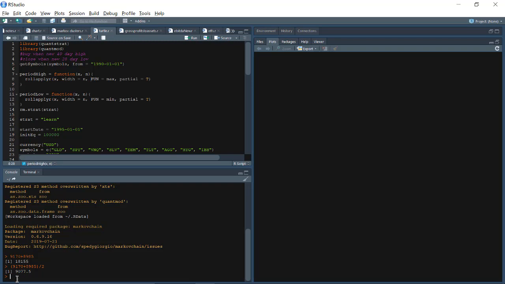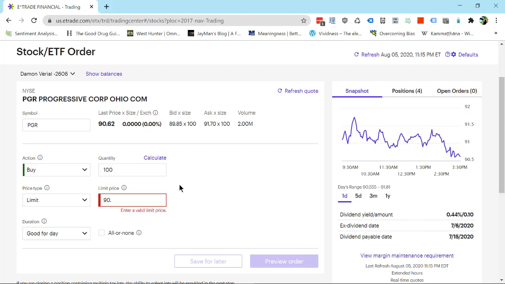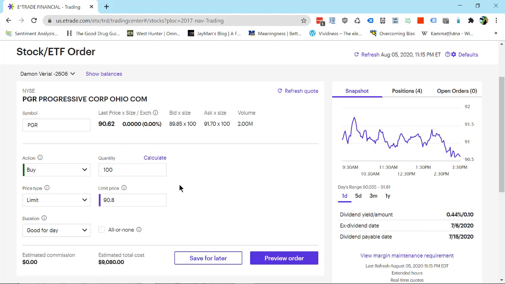So we're going to round up because we got a decimal here. So it's going to be 90.78, and you might even want to just round up all the way to 90.8. And you'd get that pretty much always filled. If you're doing the midpoint of a heavily traded stock, you're always going to get that filled. Preview order, submit, and you're done.